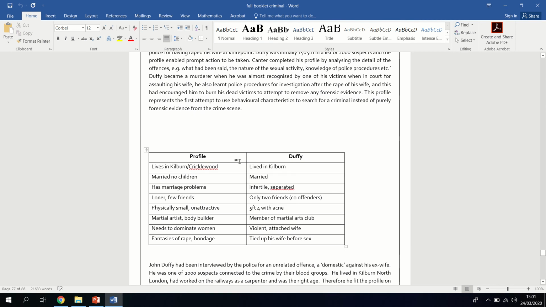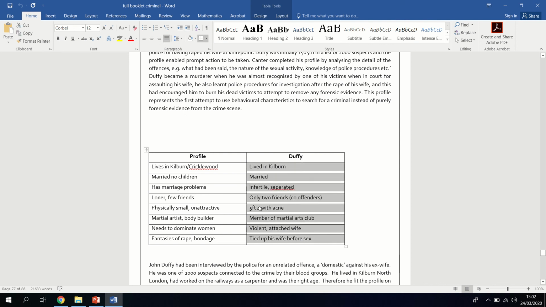Now, you can see here as well, the profile said that John Duffy would live in Cricklewood or Kilburn. He was married with no children, had probably had marriage problems. He was probably a loner, physically small and attractive, martial artist, bodybuilder, needed to dominate women, and had fantasies of rape and bondage.